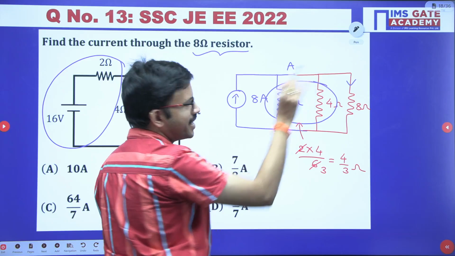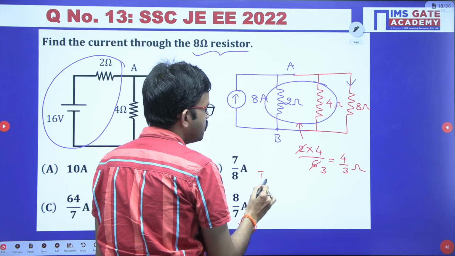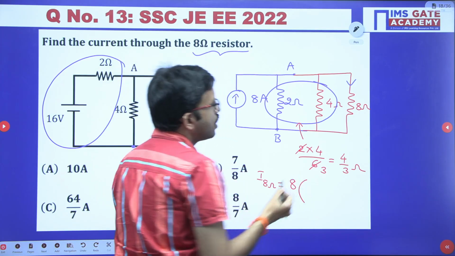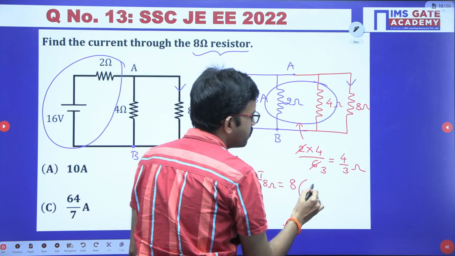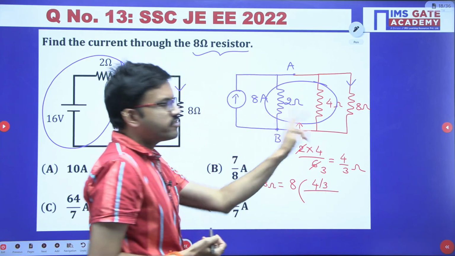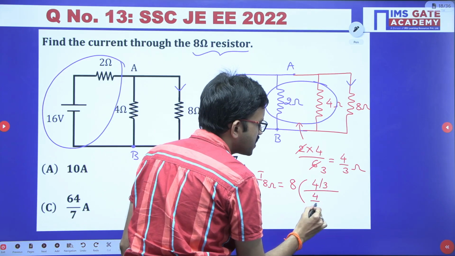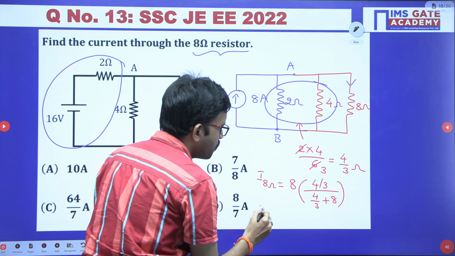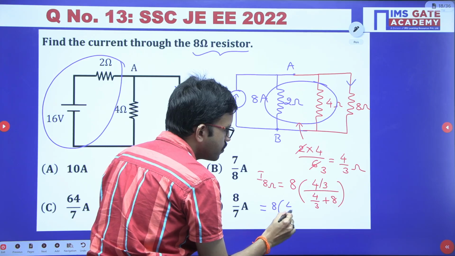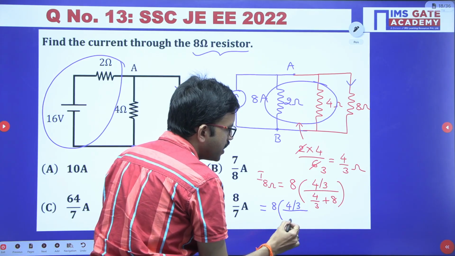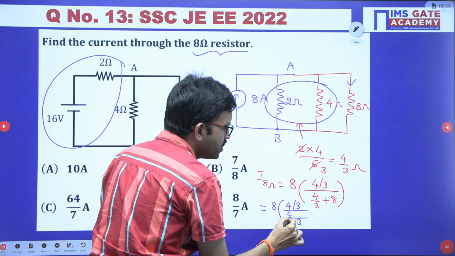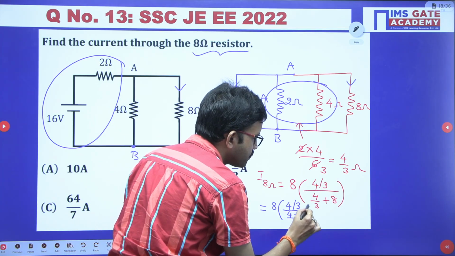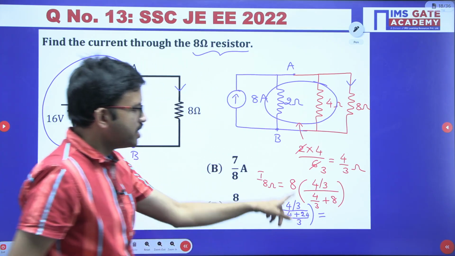So now you can apply the current division rule. I want to calculate the current flowing through the 8 ohm resistor. The entering current is 8 ampere. Then the opposite resistance, 4 by 3, divided by the sum of the resistances, 4 by 3 plus 8. Here you can do the LCM, you get 3. So I am writing 8 into 4 by 3 divided by, here LCM 3, then 4 plus 8 3s are 24. Here the denominator 3 gets cancelled.